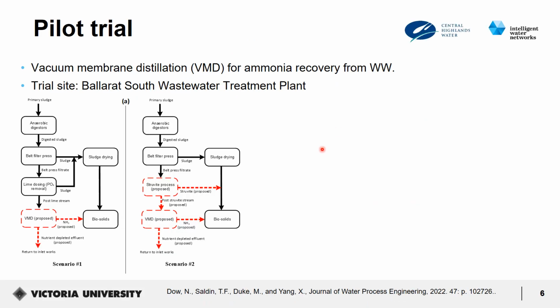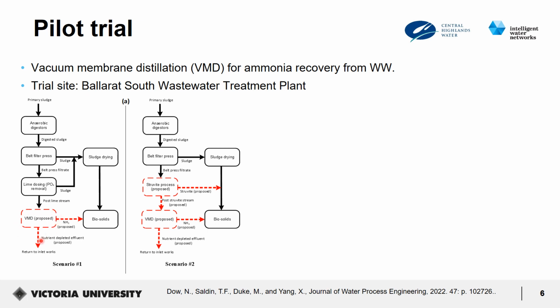Then we moved to a pilot trial in partnership with Central Highlands Water, with funding from Intelligent Water Networks, where we installed a pilot plant on site at Ballarat South Wastewater Treatment Plant. The treatment plant has an activated sludge process which uses aeration, and the sludge, after it clarifies, is then digested anaerobically. The solids are then removed and sent off as biosolids, and then the filtrate is dosed with lime to remove phosphate. Normally this ammonium-rich water is then sent to the head of the plant and becomes part of its nitrogen load.